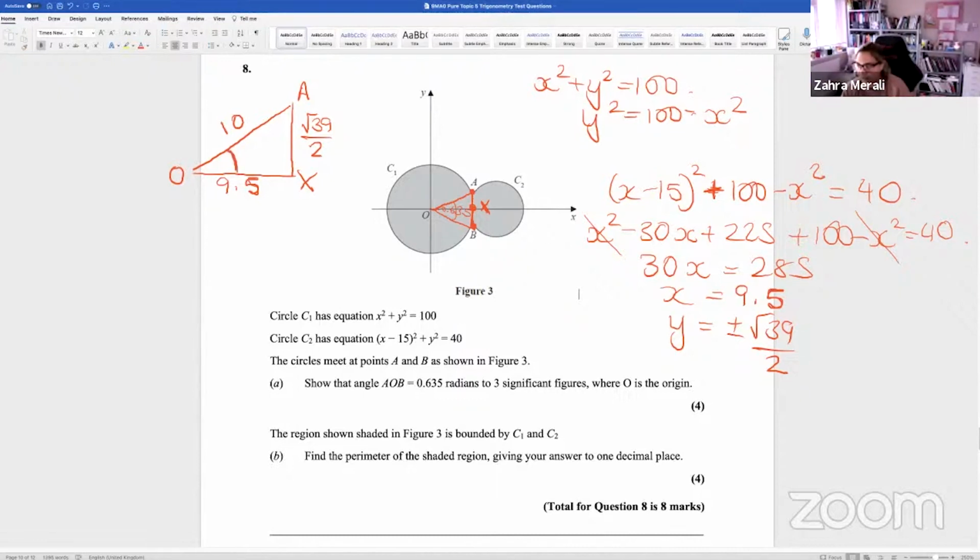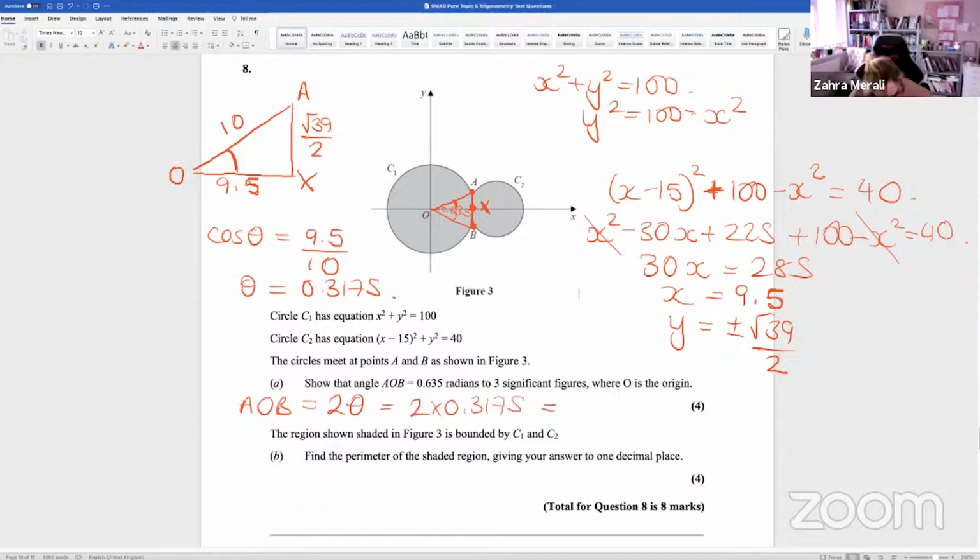So let's use 9.5 and 10 and say cos theta, SOHCAHTOA, so adjacent over hypotenuse. And that's going to be half the angle. And so I want 2 lots of that angle. So if I do inverse cos of that, making sure my calculator is in radians, 9.5 divided by 10, I get 0.3175. And then I'll say AOB equals 2 theta, which equals 2 times 0.3175, which hopefully gives me 0.635, and I've done the question.